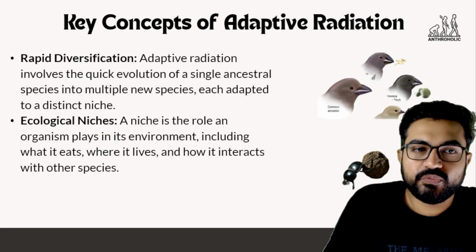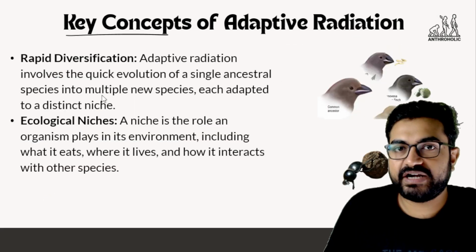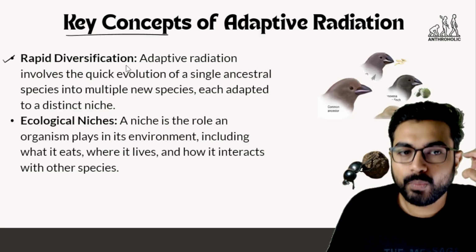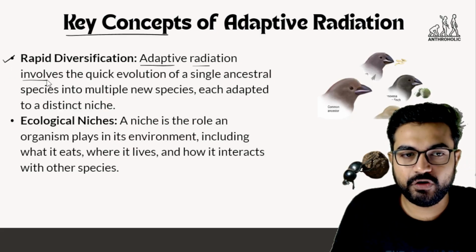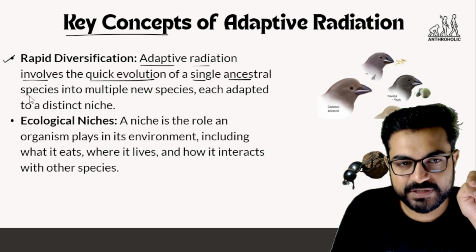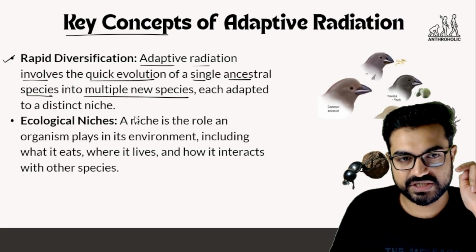Now, we will discuss the key concepts of adaptive radiation. Firstly, we'll talk about this aspect of rapid diversification. What happens is adaptive radiation involves quick evolution of a single ancestral species into multiple new species.